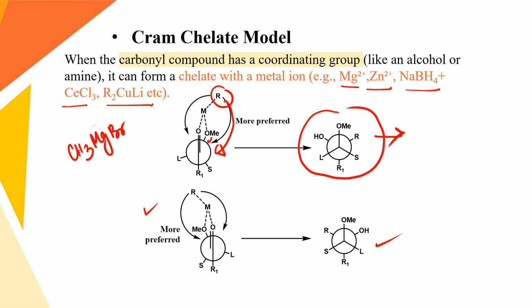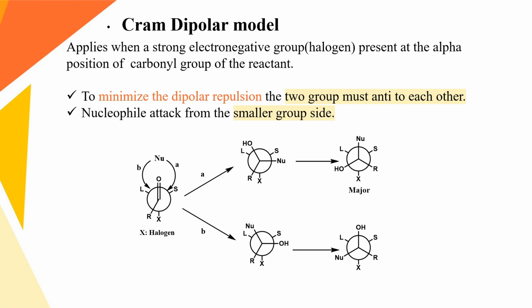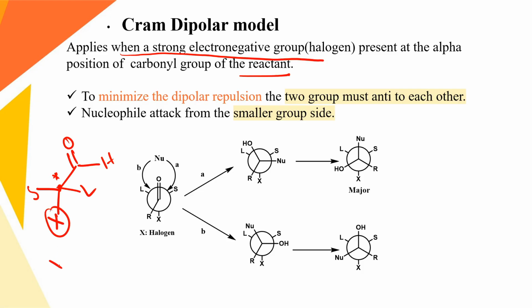Now let's talk about another variation of the Cram model, the Cram dipolar model. This Cram dipolar model only applies when a strongly electronegative group or halogen is present at the alpha position of the carbonyl group of the reactant. That means when your compound contains this alpha position with a chiral center, there is a large group, a small group, and X is the halogen.